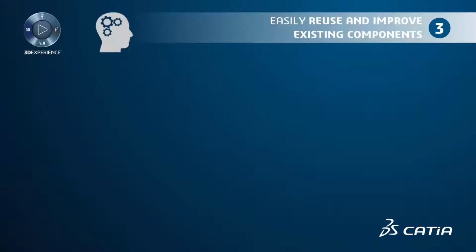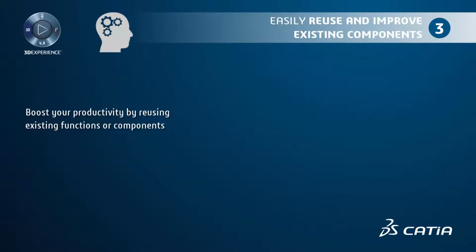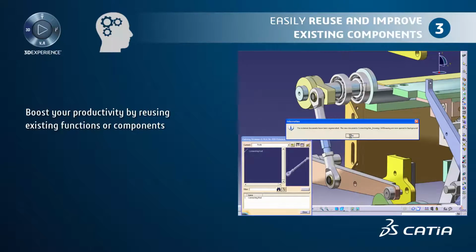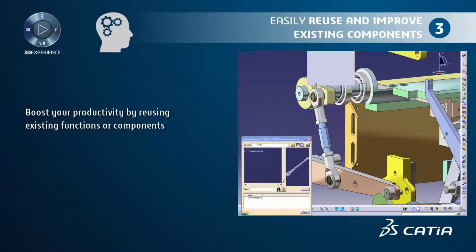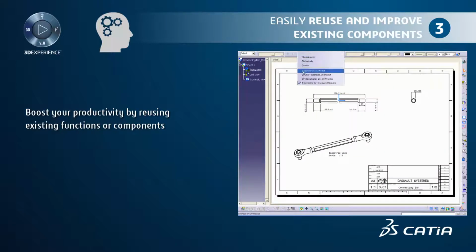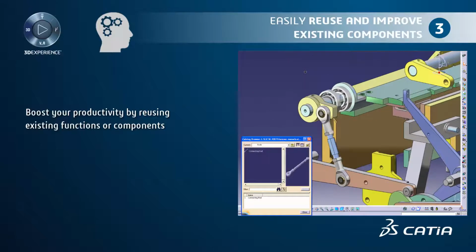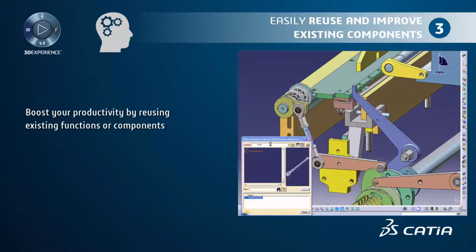Using knowledge-based templates for reuse capabilities, you can boost your productivity by reusing existing functions or components that include your company's best practices. You can capitalize on your assets and generate families of components to accelerate your design. For example, here we generate a connecting rod by reusing a smart template stored in a catalog.